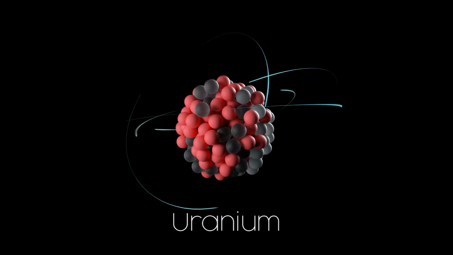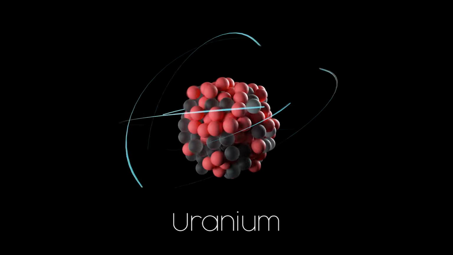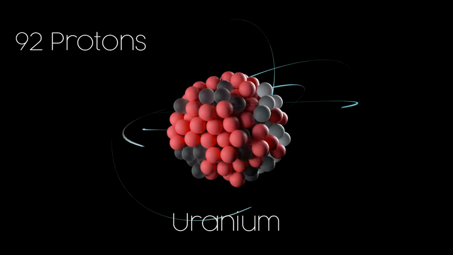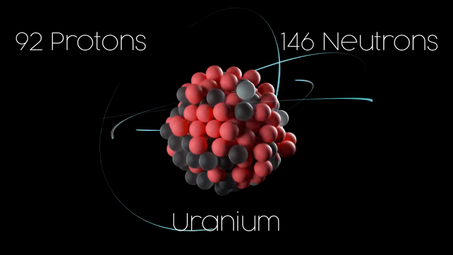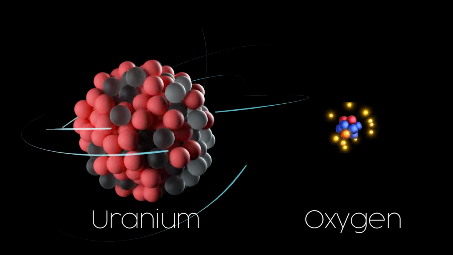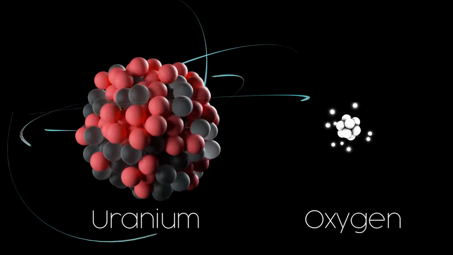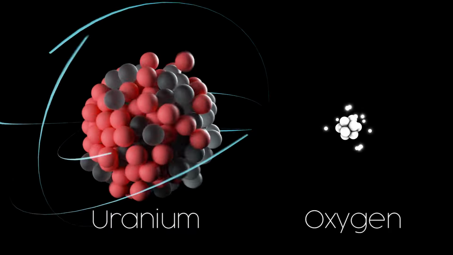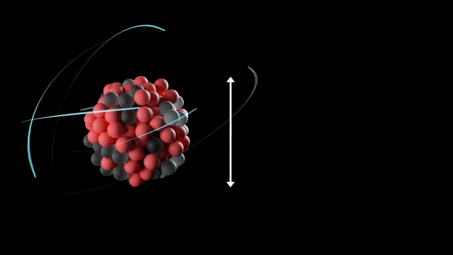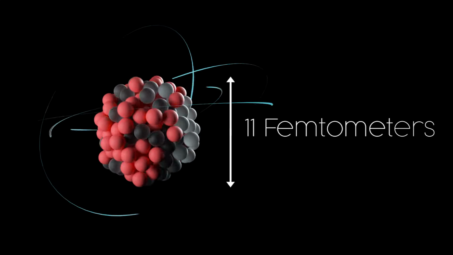Let's take a look at a uranium atom. A uranium nucleus is huge when compared to other nuclei. In fact, it contains 92 protons and 146 neutrons. And if we were to compare this to an oxygen nucleus, which is made up of 8 protons and 8 neutrons, the sheer size of a uranium nucleus becomes even more apparent. If we were to measure the width of a uranium nucleus, it would be approximately 11 femtometers.